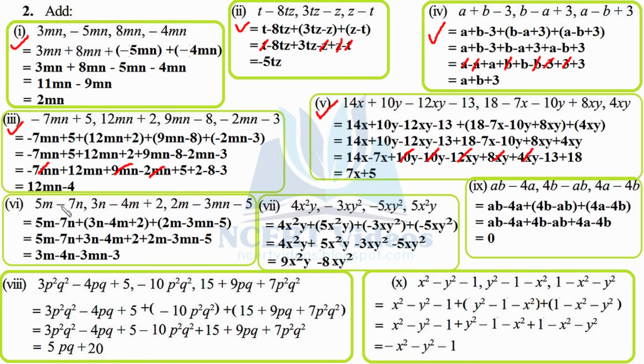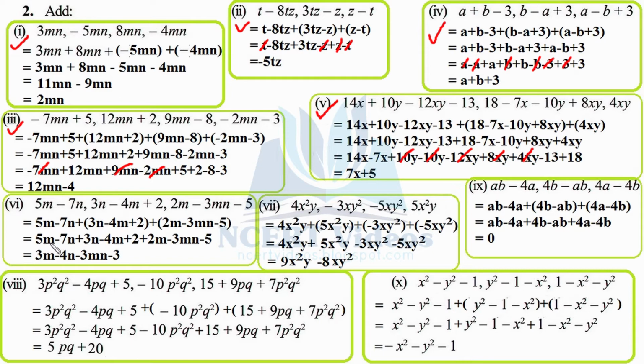Sixth, these are the three terms, 1, 2, 3. Writing first term, plus writing second term in bracket, plus writing third term in bracket. Solving the bracket. This as it is, plus 3n, plus minus is minus 4m, plus plus is plus 2, plus 2m, plus minus is minus 3mn, plus minus is minus 5.